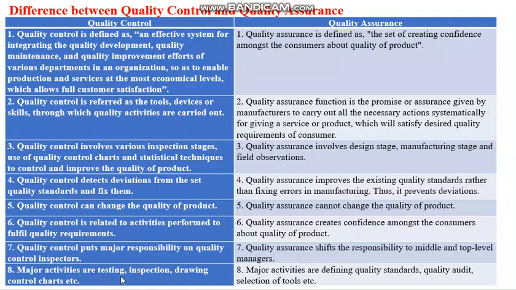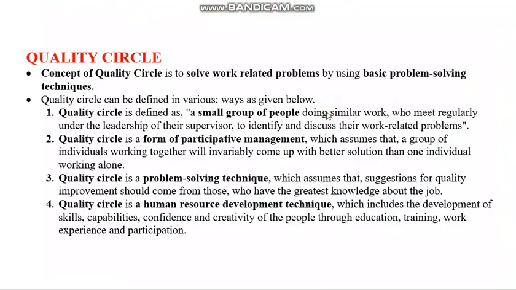And finally, the eighth one: major activities are testing, inspection, and drawing control charts, etc. Whereas major activities in case of quality assurance are defining the quality standards, doing the quality audit, selecting tools, etc. Okay, next we come to another topic, quality circle.